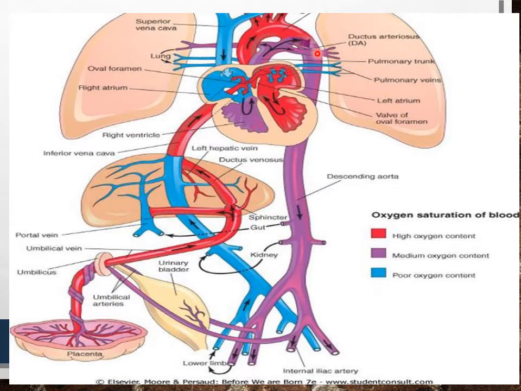It is going to transport it to the whole of the body, but as it is passing down and moving distally towards the placenta, its oxygenation is going to reduce as it is consumed by the developing organs. And here this is when you see towards the liver.